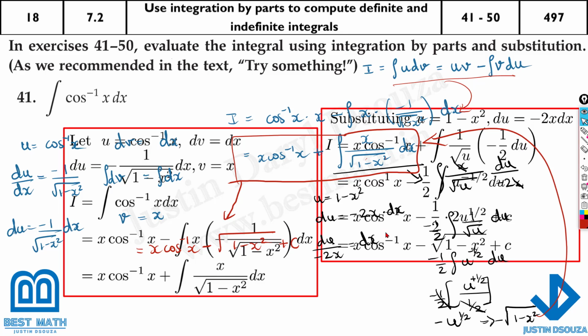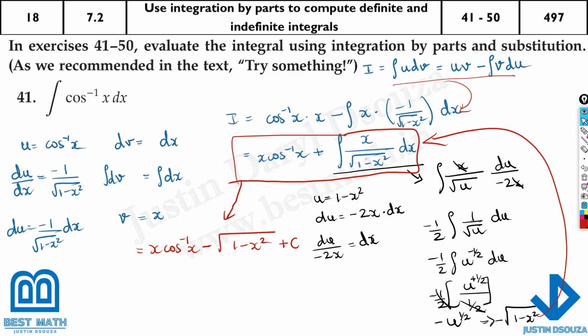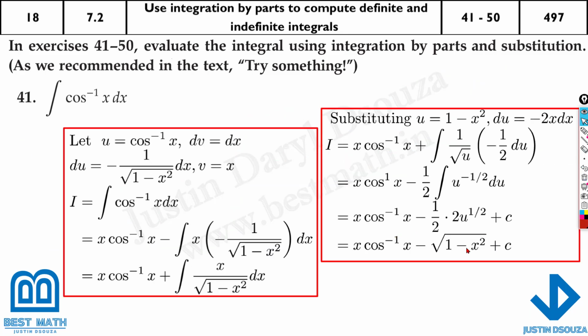You can see the final answer is, yes, it should be that. Let's just double, yeah, that's correct. Yeah, x cos inverse. Yes, that is what we have got. I hope this is clear. Now you can double check your answer using a calculator. Once you have the correct answer, you can check it. How do you check it is very simple.